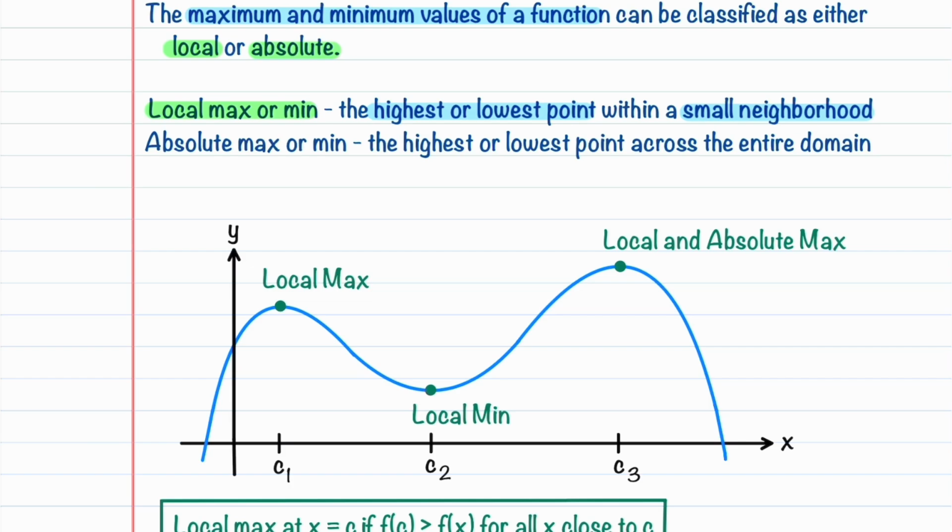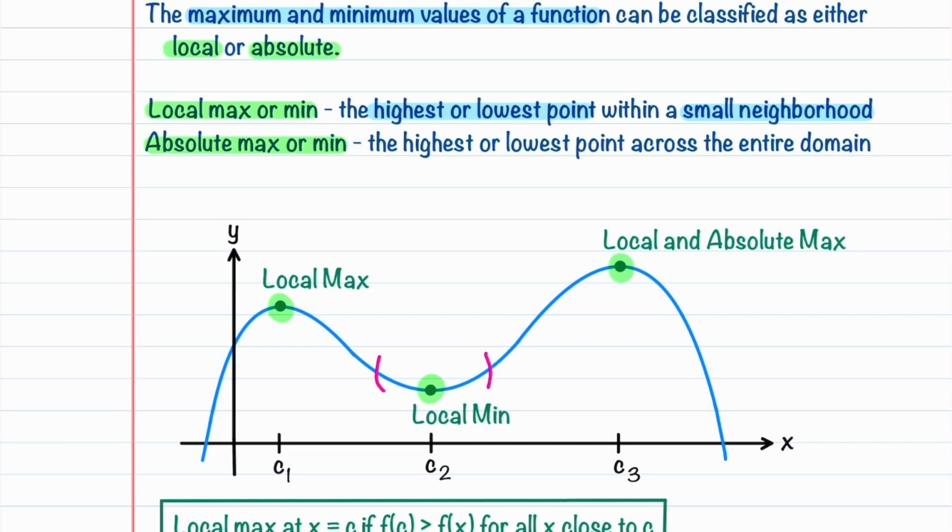Down here on our graph, this point is a local minimum because it is the lowest point in the neighborhood of points around this point. This point here is a local max, and then this point here is also a local max. Now let's talk about absolute max or mins.